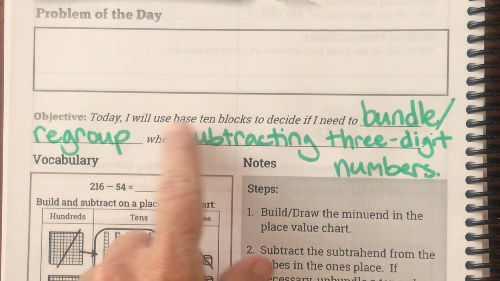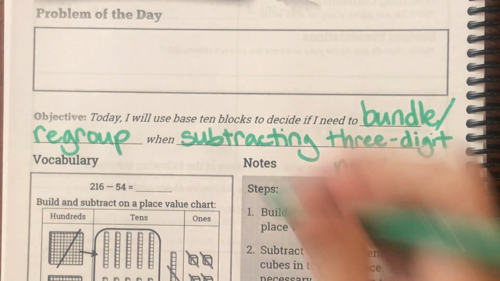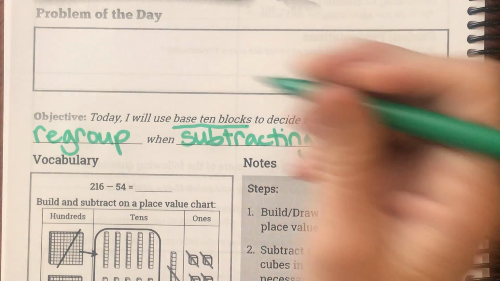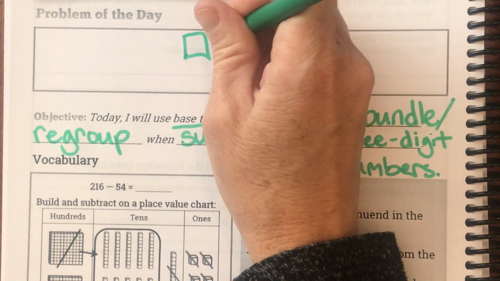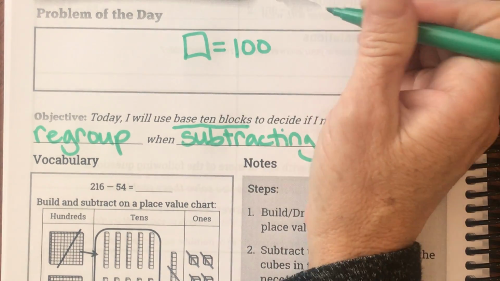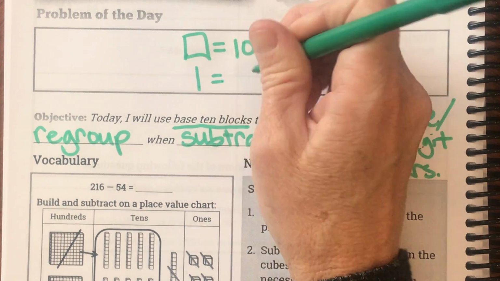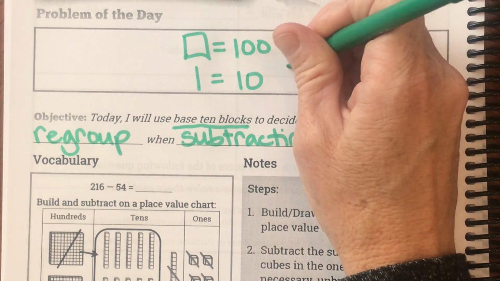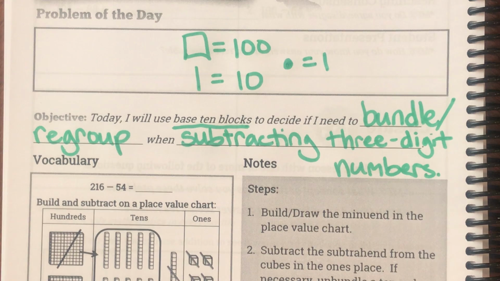It says today I will use base 10 blocks. So base 10 blocks are our pictures, remember? So we draw a square to equal 100. We draw a vertical line for our 10 rod, and then we draw a circle for our 1 unit. So those are base 10 blocks. So we're going to use base 10 blocks to decide if I need to bundle or regroup. Bundle or regroup is what we did in the last few lessons.